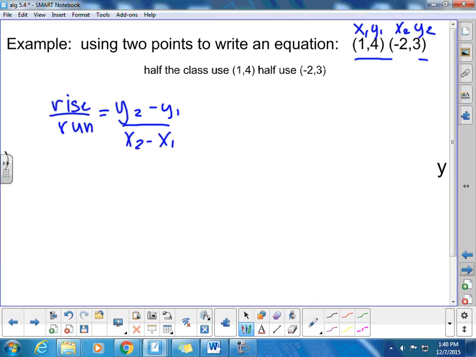Let's just do this one together. So if we pick that way, y2 would be 3 minus 4 over -2 minus 1. 3 minus 4 is -1. -2 minus 1 is -3. So this is 1/3 for our slope.